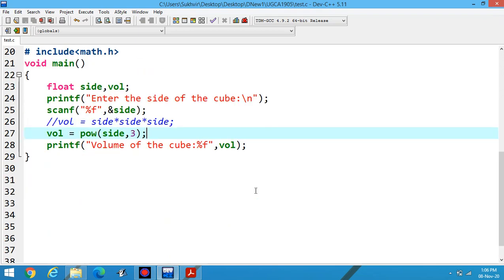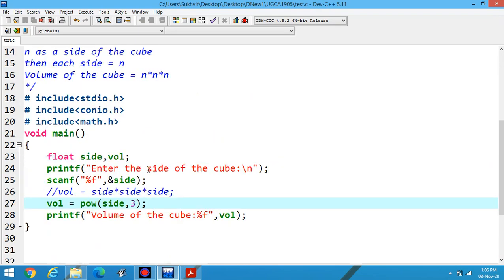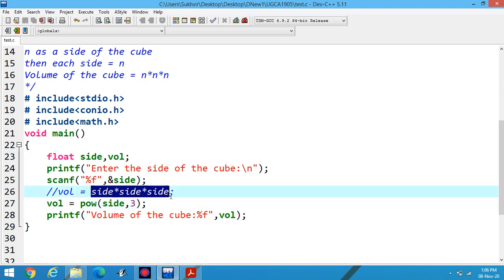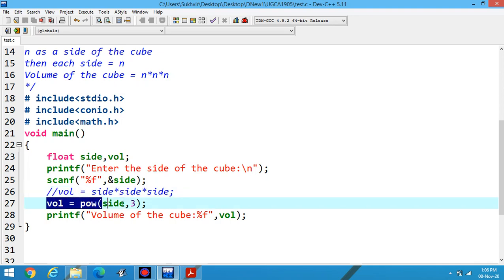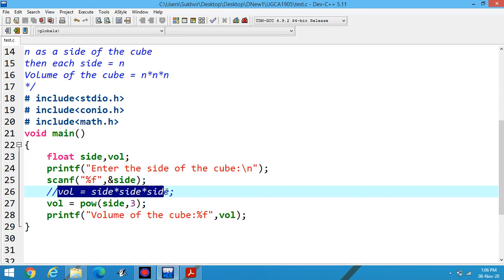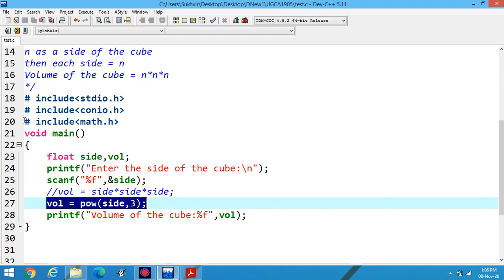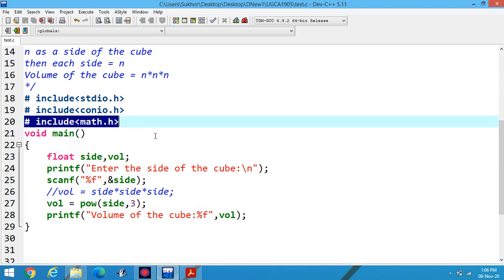Now the difference between both the contents, suppose I have to calculate some more power. Suppose power 10 is required, power 20 is required, then we can implement power function. If simple content is required, multiplication of 2 or up to 3, then you can simply use volume is equal to side multiply side multiply side. If some more power is required, then you can implement this one. For that, we have to implement math.h as header file.